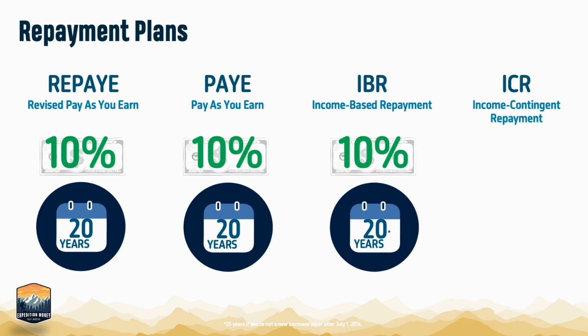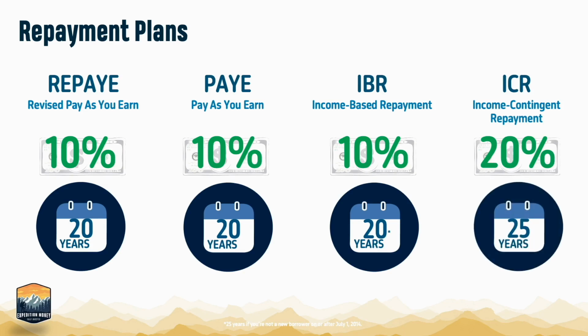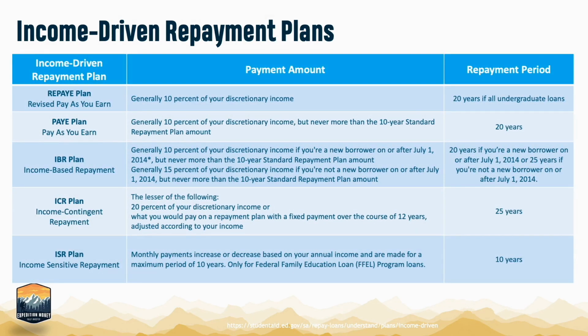There's also an ICR, the income contingent repayment plan. This payment is higher at 20% of your discretionary income, and it also lasts for longer. You could make payments for up to 25 years. Here's a chart of these popular plans and some basic descriptions for each. I'll also mention that this chart includes the ISR, Income Sensitive Repayment Plan, which is more rare and only applies to Federal Family Education Loan, FFEL program loans. If you have an FFEL loan, it could be worth exploring this plan too.